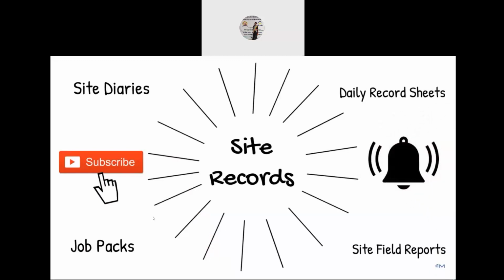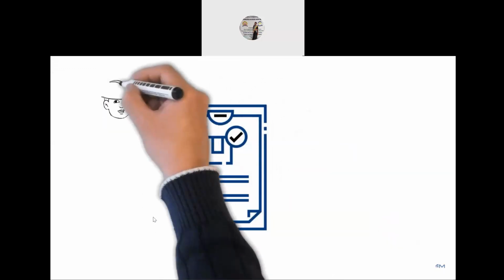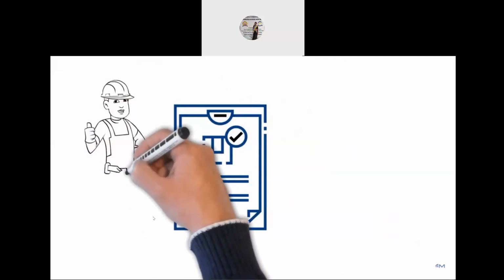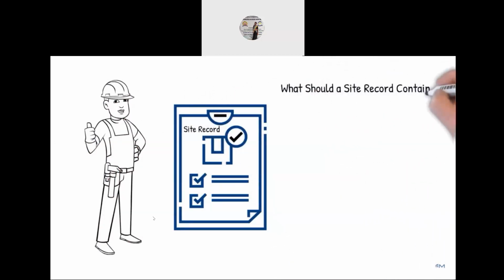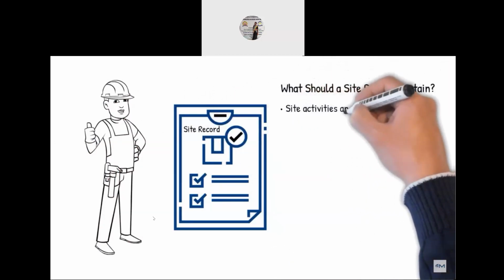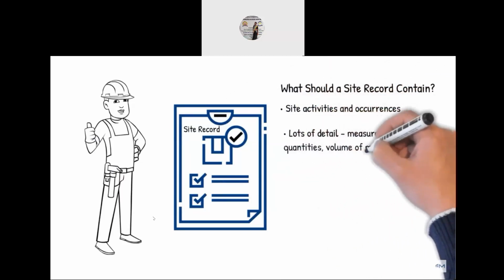Let us take a look at what a site record is and the type of information it should contain. As the name suggests, it's a record that should be kept daily by a qualified person employed by your company. This could be a supervisor, site engineer, site manager, or site agent, and should detail site activities and occurrences, details of the work carried out, including as much information as possible.